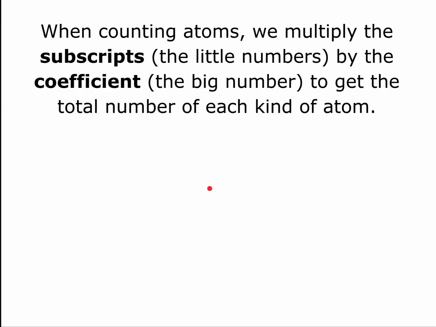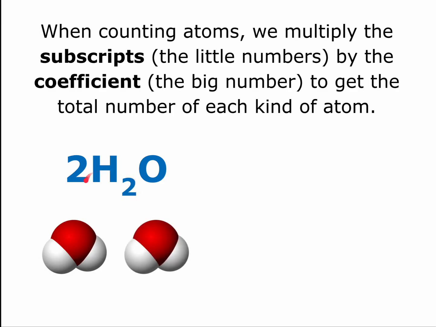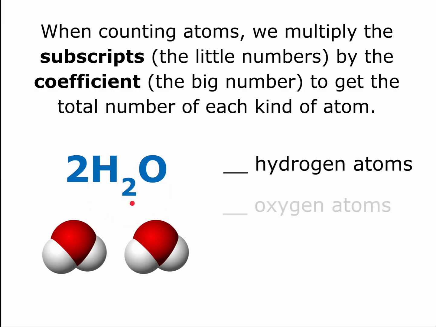When we count atoms, we multiply the subscripts by the coefficient, which is the big number, to get the total number of each kind of atom. So, for example, remember, 2H2O means two water molecules. Inside a water molecule, we have hydrogen atoms and oxygen atoms. If we were counting up the total number of hydrogen atoms in 2 molecules of water, it would be 1, 2, 3, 4. 4 hydrogen atoms.